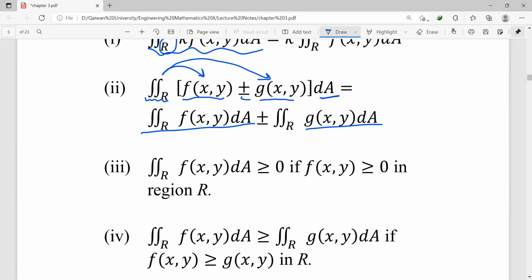We say the double integration of a function over the region R is always greater than or equal to 0 if the function is greater than or equal to 0 in the region. If f of xy is greater than 0 over the region, then its double integration over that region is greater than 0.